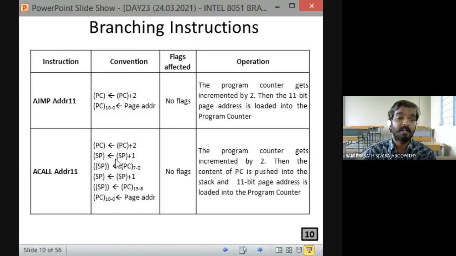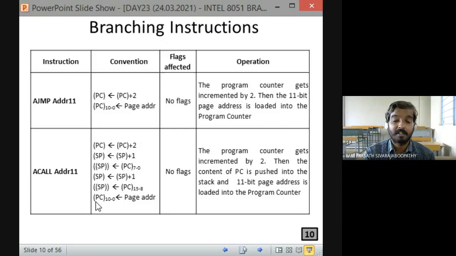The stack pointer points to the next memory location. The lower byte gets stored. Again, it gets incremented to point to the next memory location, and the higher byte gets stored. Then the 11-bit address gets into the program counter because the upper 5 bits remain the same, so that is not mentioned here. What about the size of the program counter register? Kindly type it in the chat.